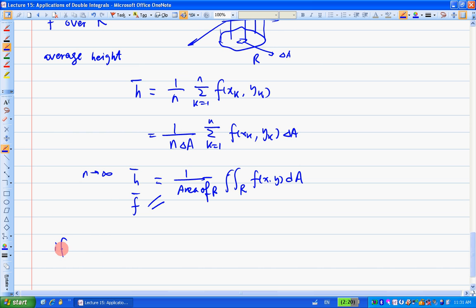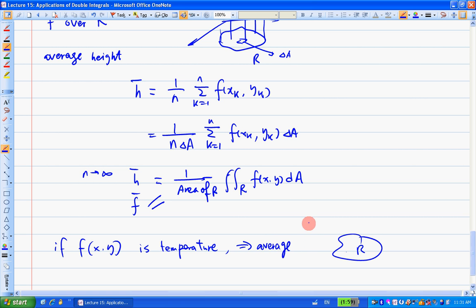How about if f here doesn't represent the height, but represents the temperature? So you have this region R, and f represents the temperature at different locations on the plate. Then if you carry out the same calculation, what would you get? Instead of average height, you would call it average temperature.